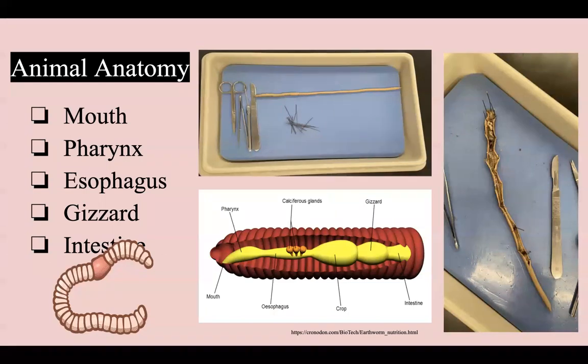The esophagus is located near the mouth, right under the pharynx of the earthworm. The crop is a sac where the food is temporarily stored and can be found right after the esophagus as well. The gizzard is located under the crop, and because of its muscular walls, that is what helps grind the food. The intestines of the earthworm start from the gizzard and follow down to the anus.